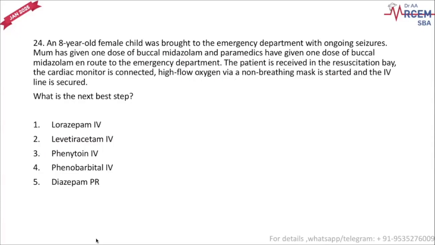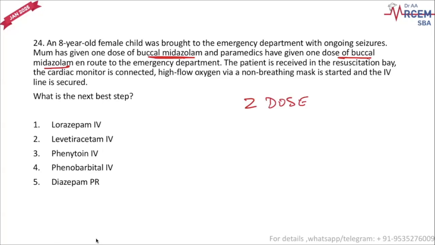An 8 years old female child was brought to the ED with ongoing seizures. Mom has given one dose of buccal midazolam. Paramedics have given another dose of buccal midazolam. So two doses of benzodiazepine have already been given. The patient is received in the resuscitation bed. The cardiac monitor is connected. High flow oxygen via a non-rebreathing mask is started and the IV line is secured. What is the next best step they are asking here?